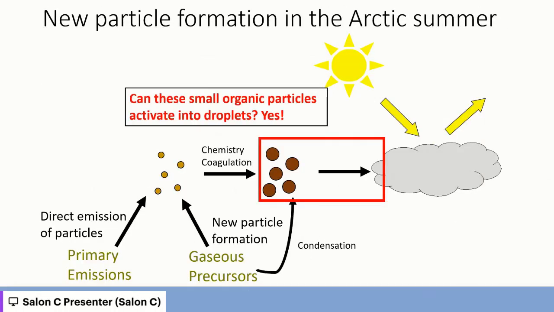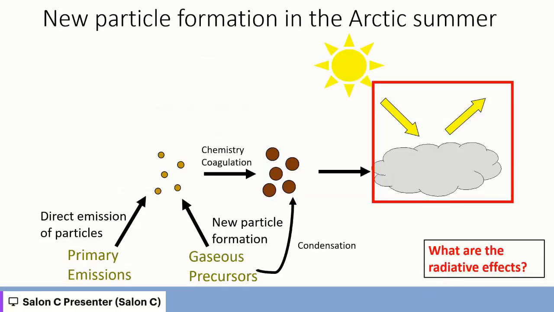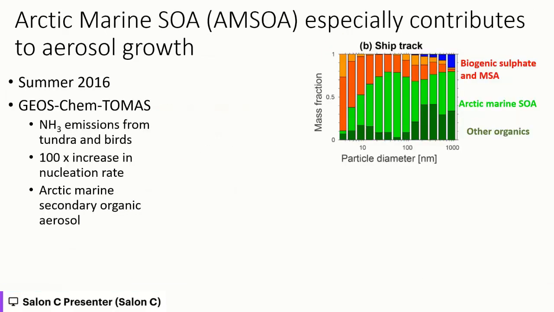So to answer this question now, can these small organic particles actually activate into droplets? The answer is yes. And so then what are those radiative impacts? Betty Croft, who is at Dalhousie, working in my department, uses this global chemical transport model called GEOS-Chem, and she uses this variation of it that has an aerosol microphysics package, so where she can actually predict what the chemical composition is at different sizes, and it has all the aerosol microphysics incorporated into it.